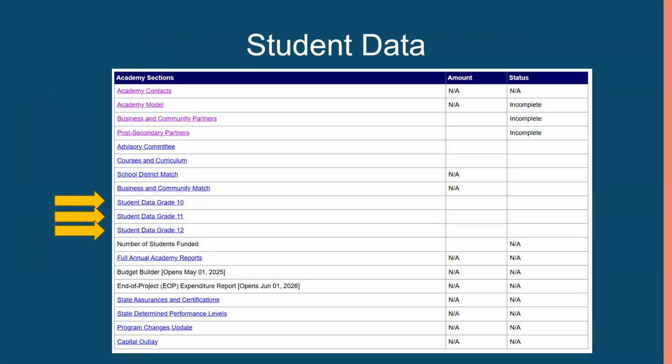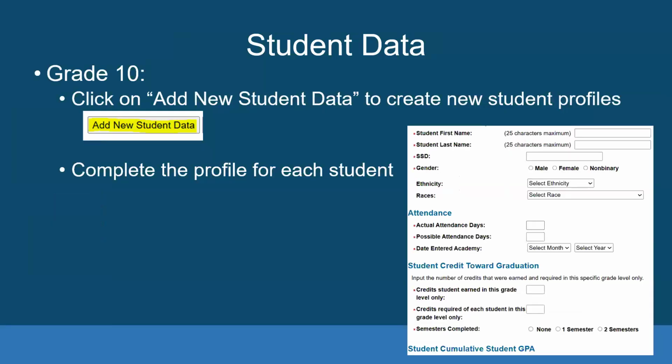Okay, we're going to jump into student data. This is an important section of the CAPAAR report. You'll enter data for grades 10, 11, and 12. So I'll just show you them all together here. When you click on a grade, such as grade 10, you'll see a button to add new student data. And so for grade 10, you'll always enter your 10th graders.